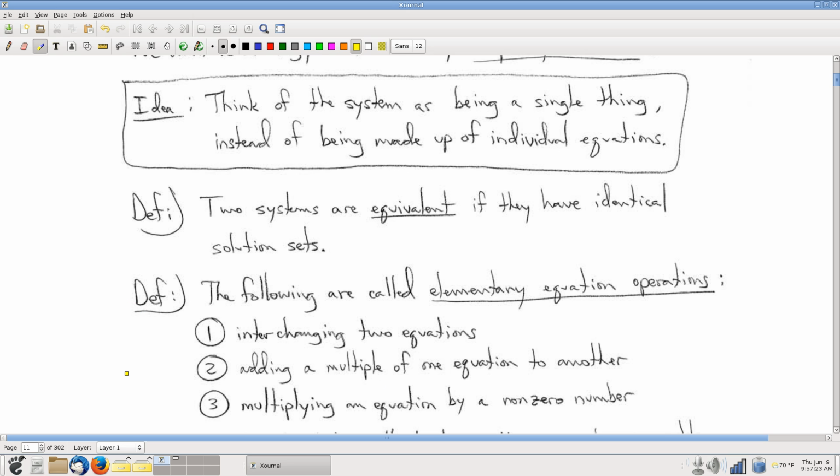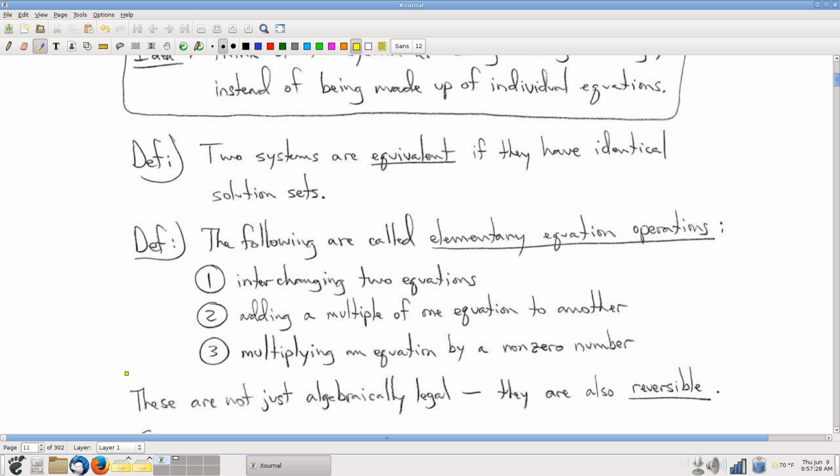Okay, now why do we care about elementary equation operations? Importantly, now obviously these are all algebraically legal, right? If you take 2 equations, it is perfectly legal to add one to another, or to multiply by a scalar and then add to another, or rewrite them in different positions. I mean, this is all perfectly legal, but that's not the point. What makes these elementary equation operations special is that they are reversible.